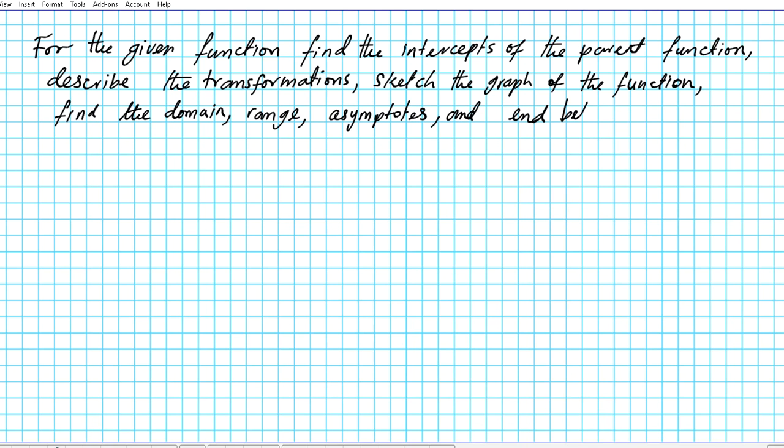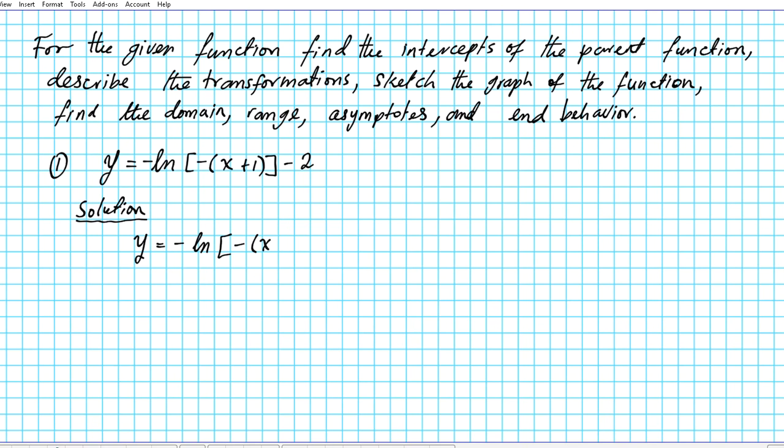Alright, so let's say we have the logarithmic function y equals negative natural log, that's log base e, of negative x plus 1, minus 2. So let's say this is a logarithmic function we want to answer all these questions for. Alright, let's get started. Let's go ahead and rewrite the function. We have y equals negative ln of negative x plus 1 minus 2. So let's start by finding the intercepts of the parent function.